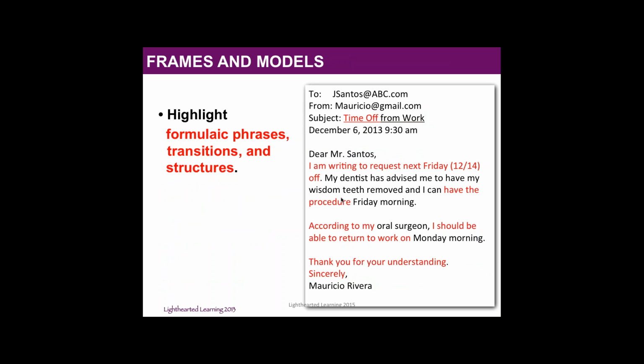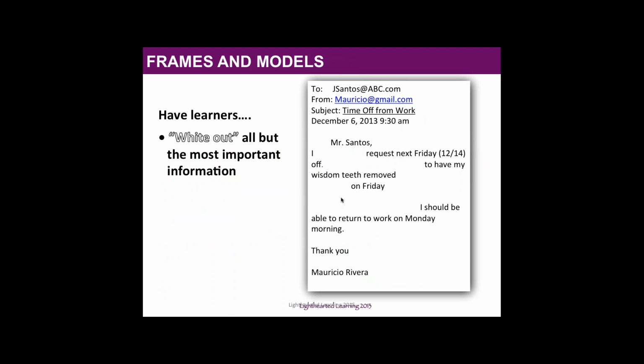And then I want to highlight formulaic phrases. So again, I'm coming back to my vocabulary, but I'm using the model to help me do that. And then I white out, but I might ask them to do that. That would be more ideal. Have them white out all but the most important information, so they can see maybe this writer was verbose. Maybe they could write it in a more concise fashion.